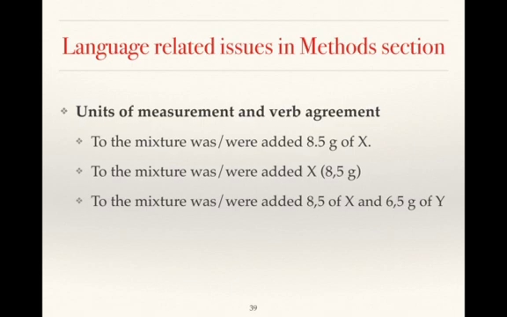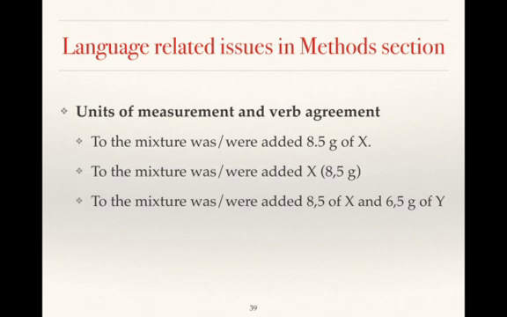Most people have issues with units of measurement and verb agreement. I want you to have a look at the sentences and tell me which option is correct. Were you going to say was or were in each of those sentences? Please write your answers now and pause the video.